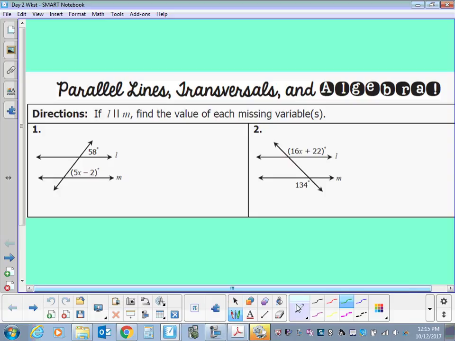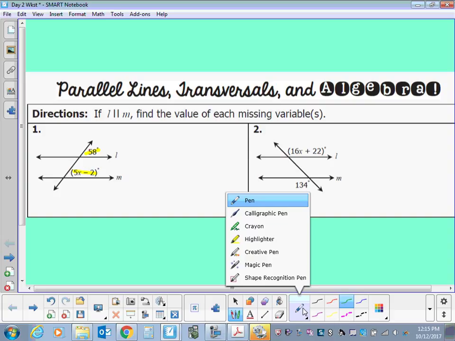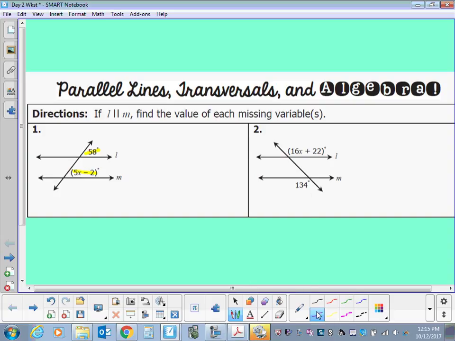All right, number 1. What's my angle relationship between 58 degrees and 5x minus 2? Okay, so what relationship is that? Same position, same side. Stop guessing. You have corresponding, alternate interior, alternate exterior. What's their angle relationship? Corresponding.